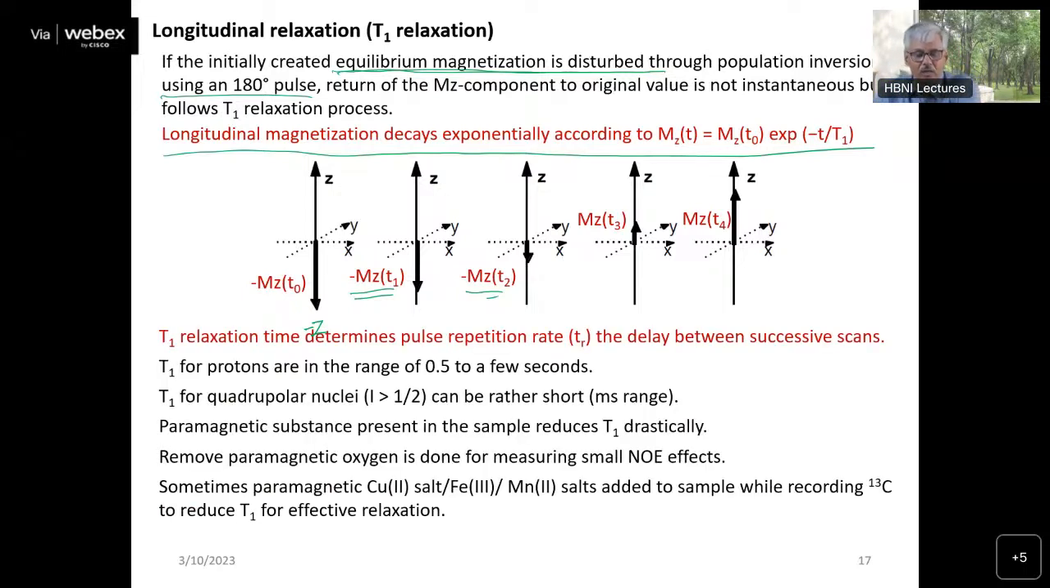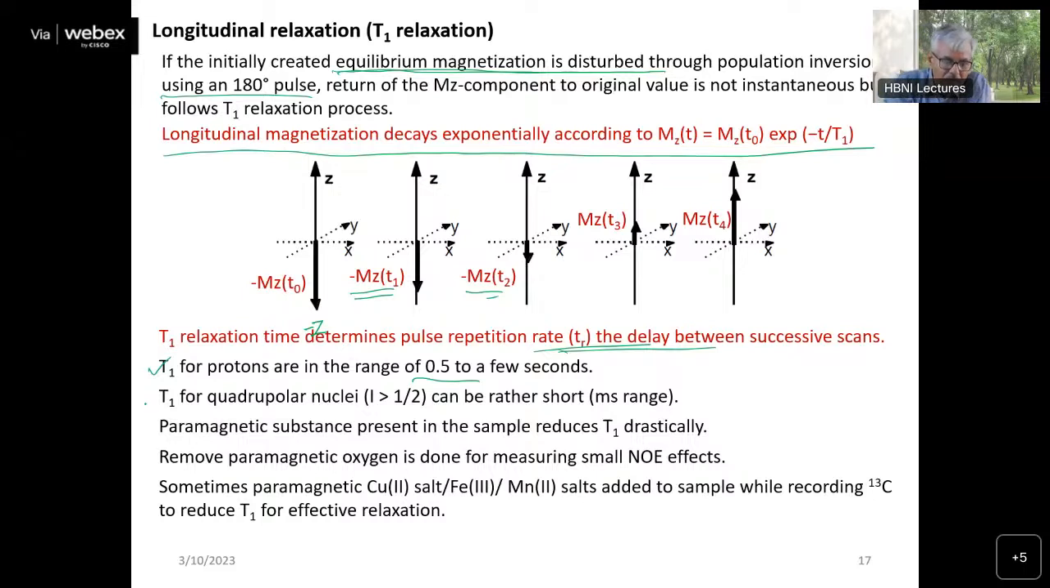Now this T1 is very important, as I told you. If you remember from my last lecture, the T1 relaxation time determines the pulse repetition rate, or TR, that is, how much delay should be given between two successive scans. Otherwise, your spectra will get saturated. Normally T1 for proton is around 0.5 to a few seconds, so it is quite fast.